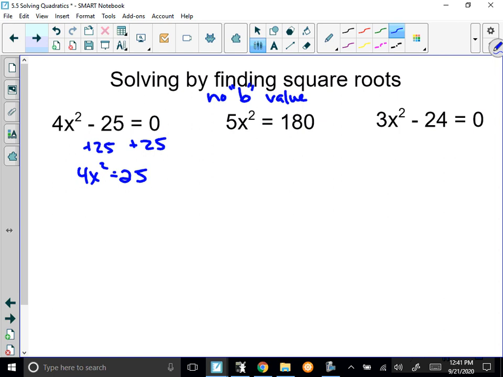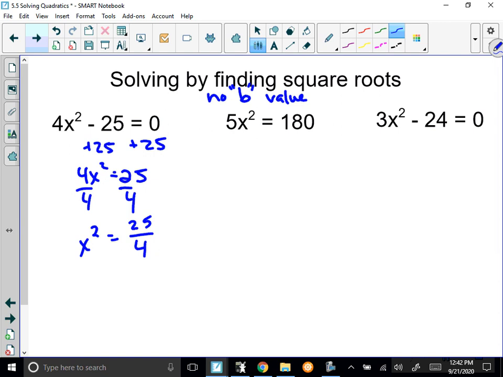Many of you will look at this and say, hey, that can be square rooted, so I'm going to square root both sides. And the problem is, many of you, when you square root both sides, you forget to square root the 4 on the left-hand side. So I highly encourage you to wait to square root until you get the x squared by itself. Okay, so I'm going to divide both sides by 4. Now I'm going to have x squared, and I'm going to leave it as 25.